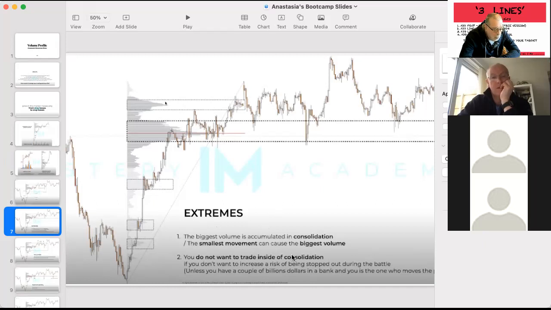And she's pointing out you do not want to take a trade inside of consolidation if you don't want to risk being stopped out, because this is a battle. Buyers and sellers are having a battle here, and buyers are having to put more money in to get the price to go in the direction they want it to. So what she's saying is don't get involved in a trade in this area here, which is why I draw a parallel channel to try and define the consolidation area. And I only get into trades when price goes out. And that's something I've learned by watching Anastasia.